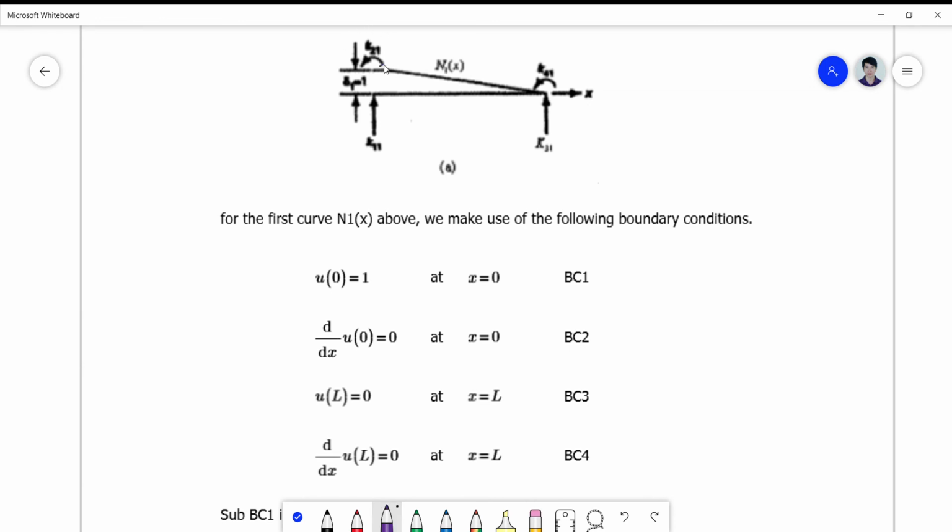Okay, so something like this. So you can approximate this function as like this one. Okay, wherein the slope here and the slope here are horizontal, so these are zeros. Of course, the translational displacement there is also 0.